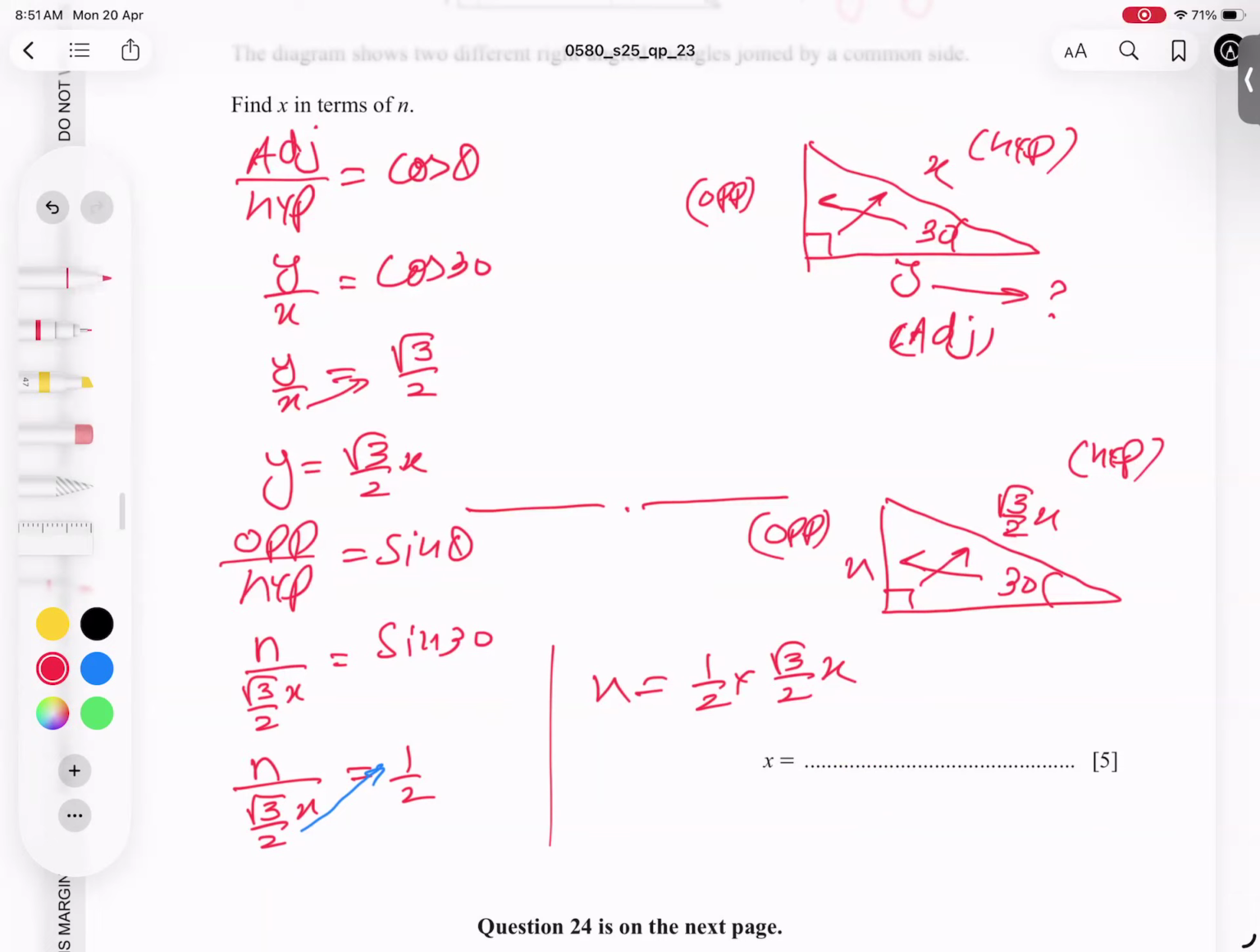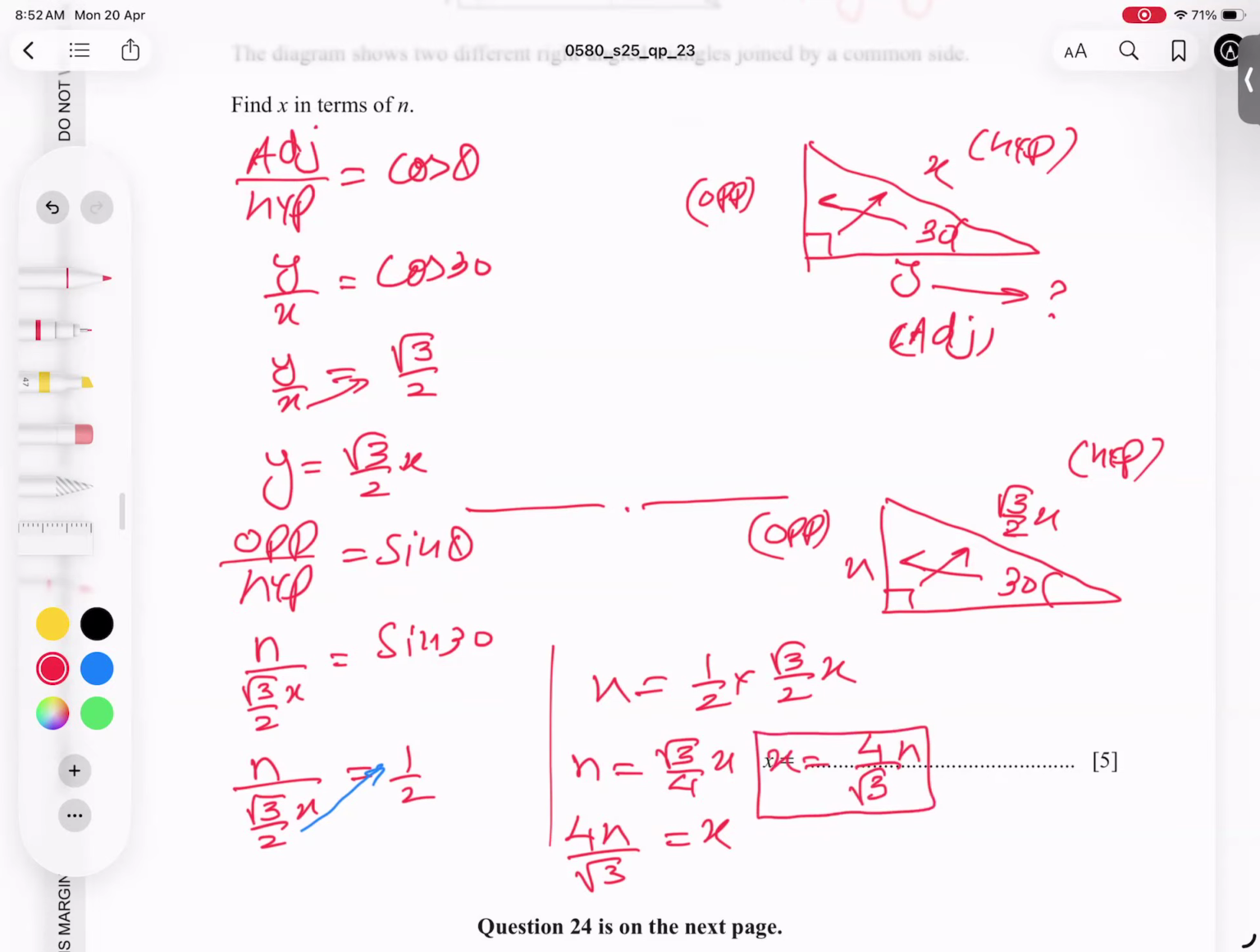And we have to make x the subject. So now this becomes n is equal to root 3 over 4 x. Now 4 multiplies up and root 3 comes down. So when 4 multiplies up, it becomes this, and root 3 down, equal to x alone. So I hope so clear. So I'm getting here 4 over root 3 n. So this is the answer of x.